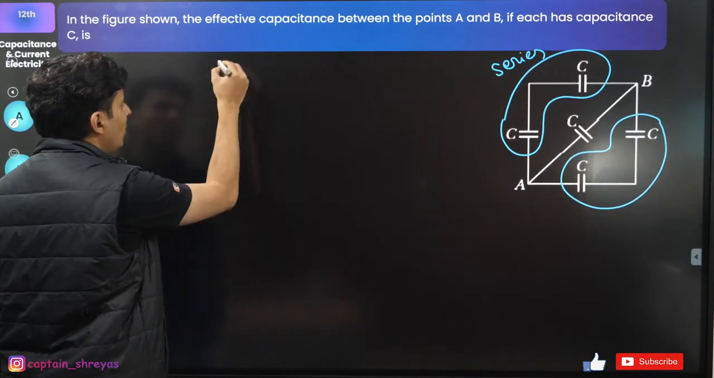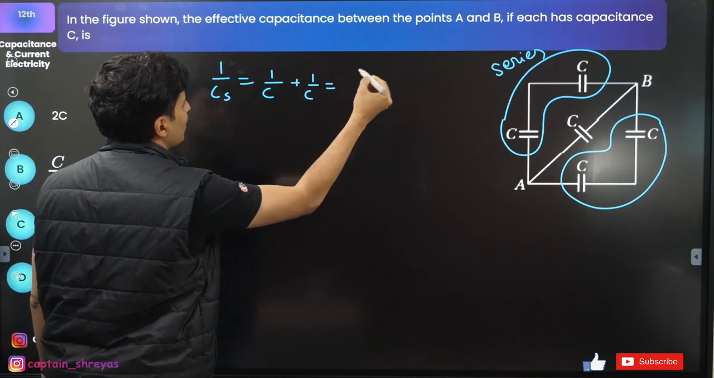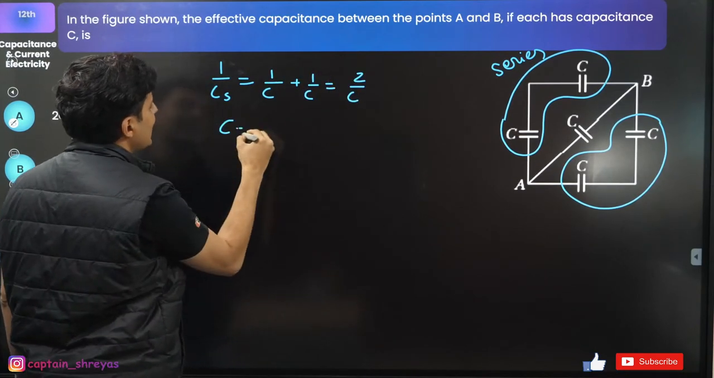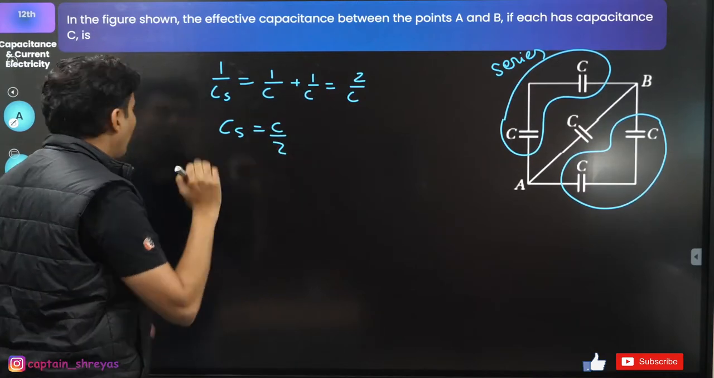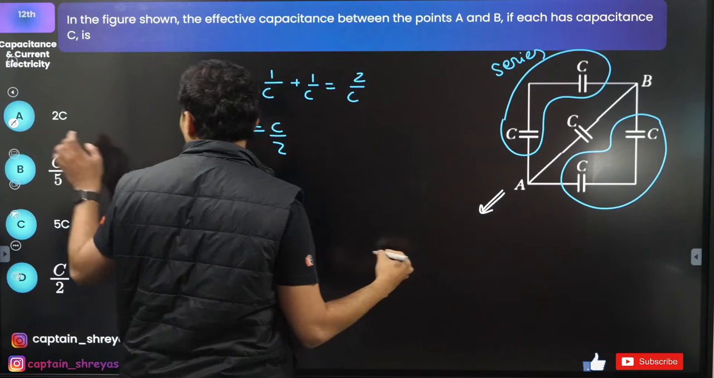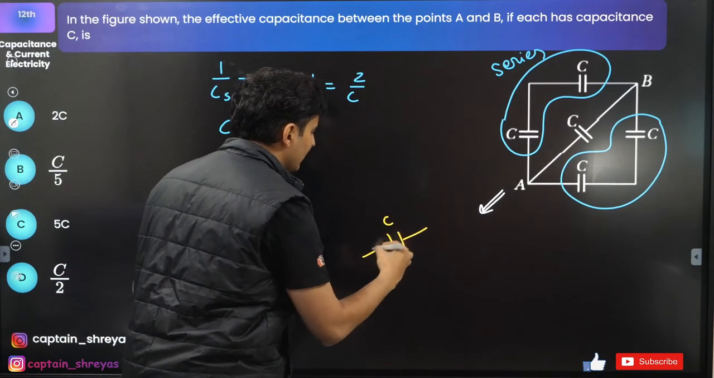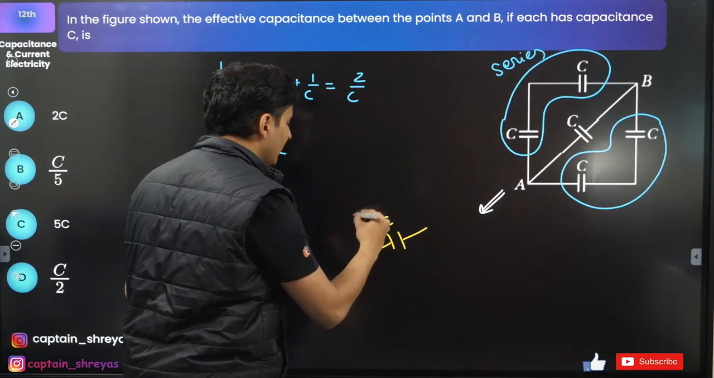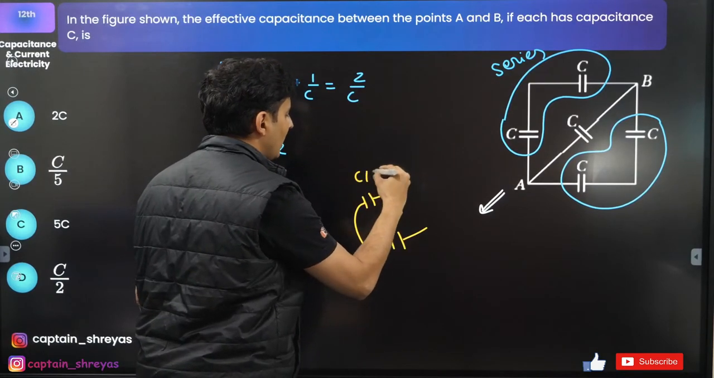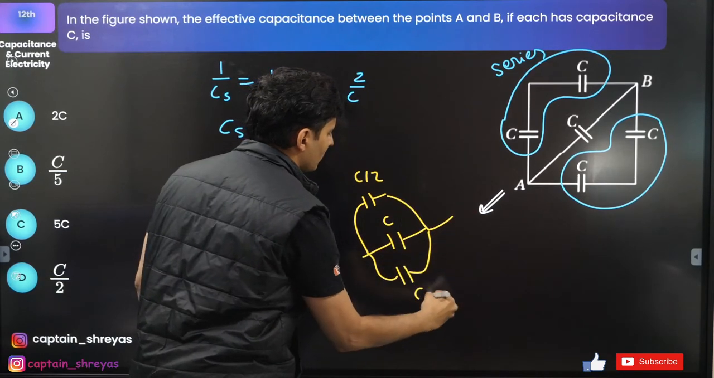When in series, what to do? 1 by Cs is 1 by C plus 1 by C. So basically, it will be 2 by C. So Cs is basically C by 2. Okay, interesting. So this problem will boil down to something like this. The middle capacitor is as it is. The one on the side will be basically C by 2. The one on this side is also C by 2.